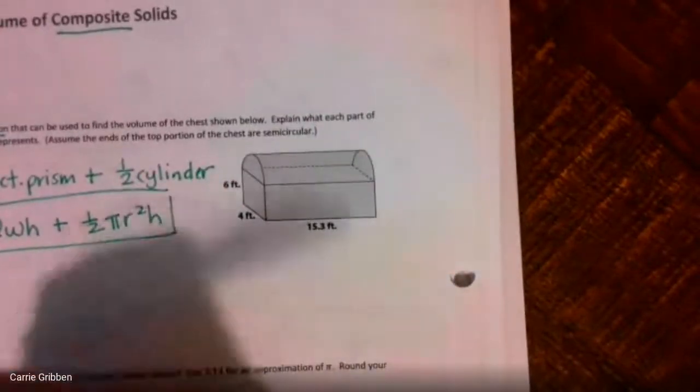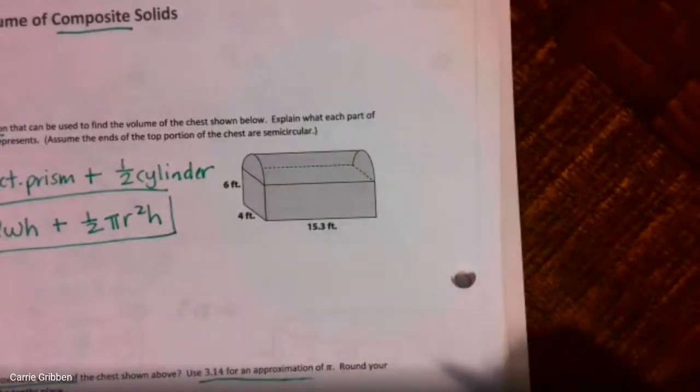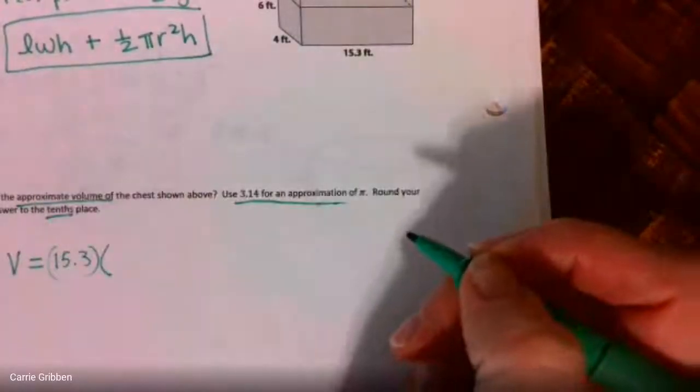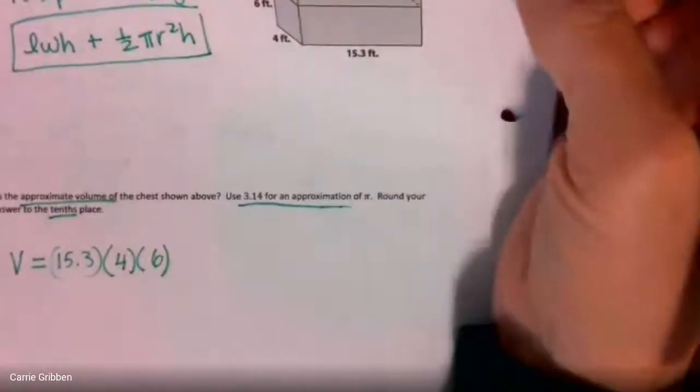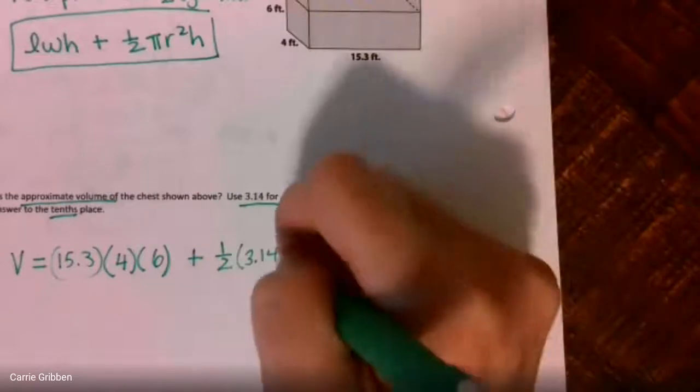But in part B, now it says what's the approximate volume. Use 3.14 for the approximation of pi. Round your answer to the nearest tenth. Okay, so now we take all of that and we just sub in everything we know. So the volume is going to be the length, which is 15.3. I'm going to multiply that times the width, which is 4, and the height, which is a 6. Okay. And add that to 1/2 still, pi, they said use 3.14.